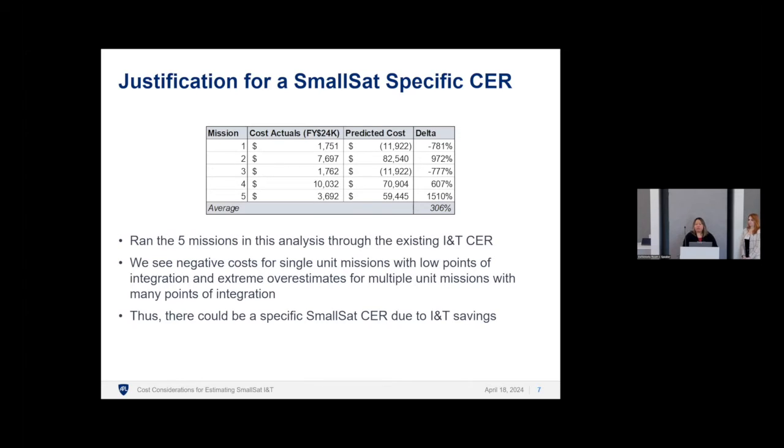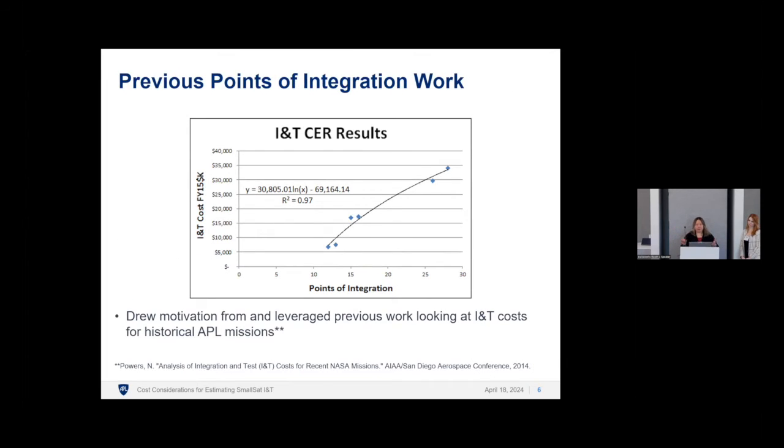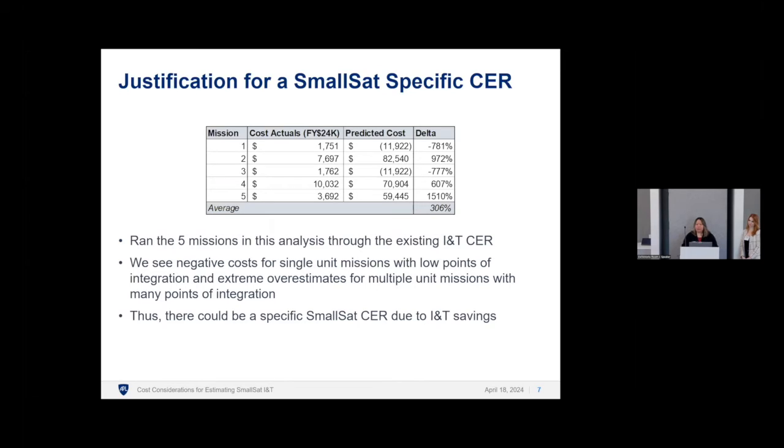So the first thing we did was we ran the 5 missions that we had through this INT CER that was built for larger missions. And what you'll see here is kind of crazy results. An average delta of 306% from cost actuals. We have negative costs in there, and that's back to what we were saying earlier about the fact that these small satellites are just too small to be estimated in the same way as traditional spacecraft builds are. So thus we should have a specific small sat CER.